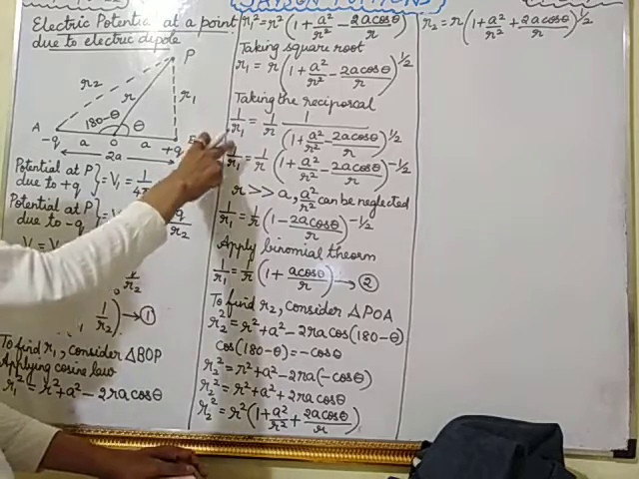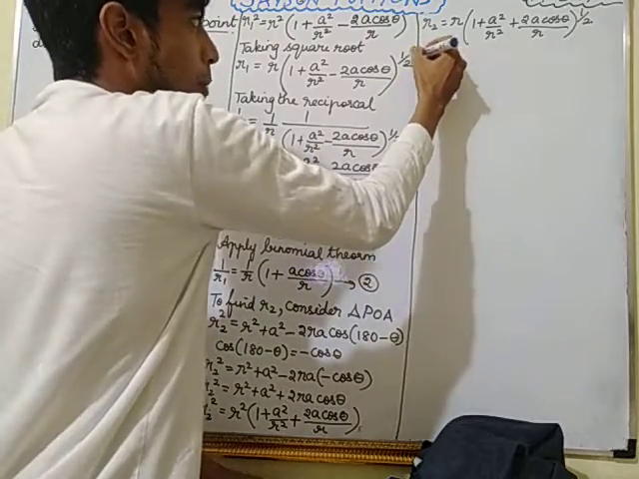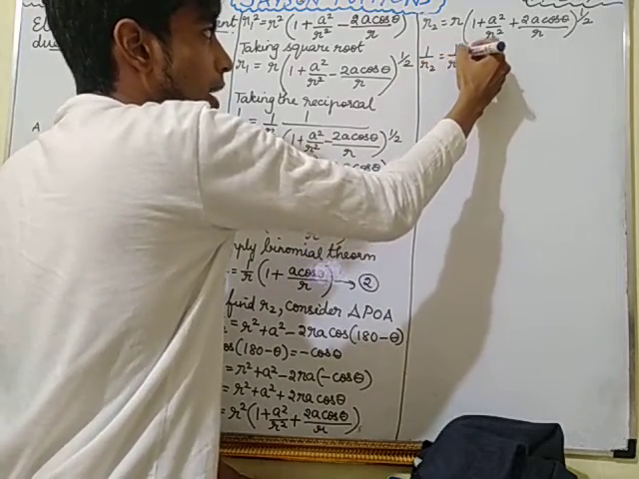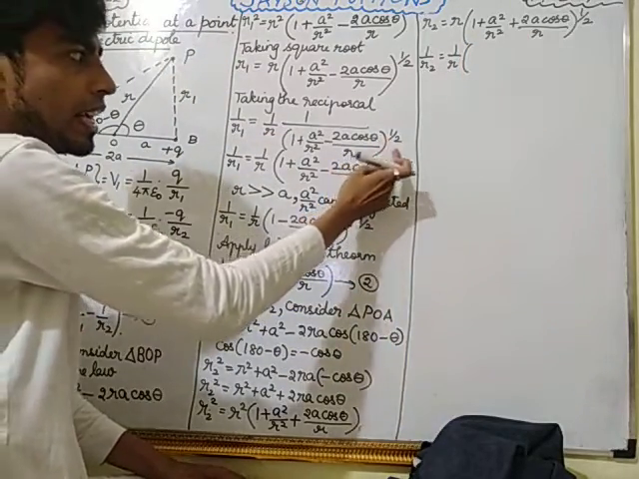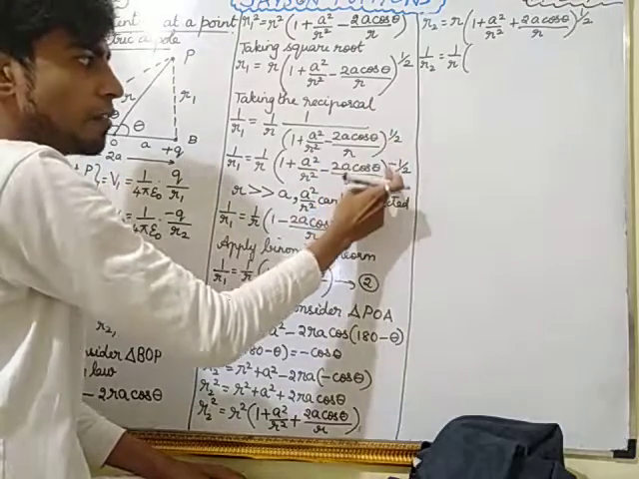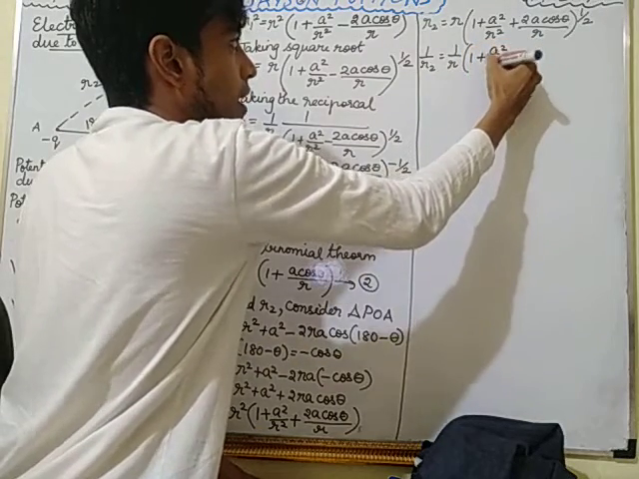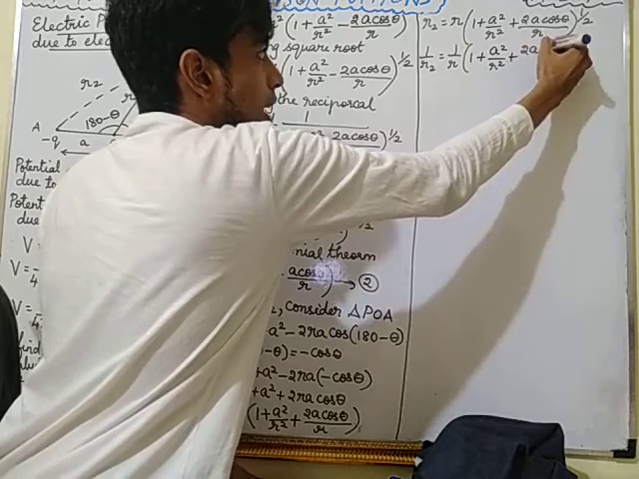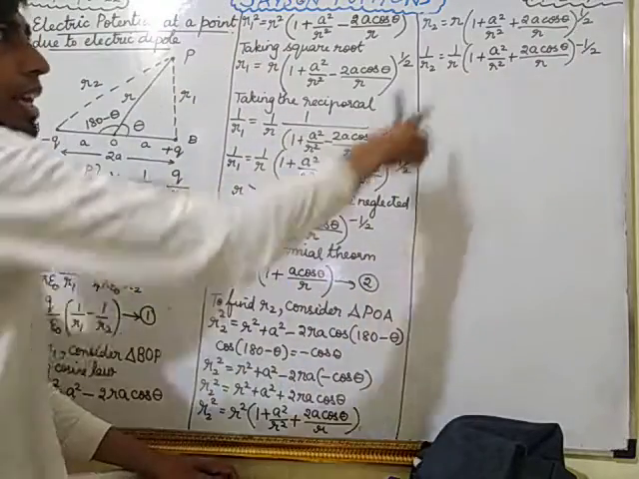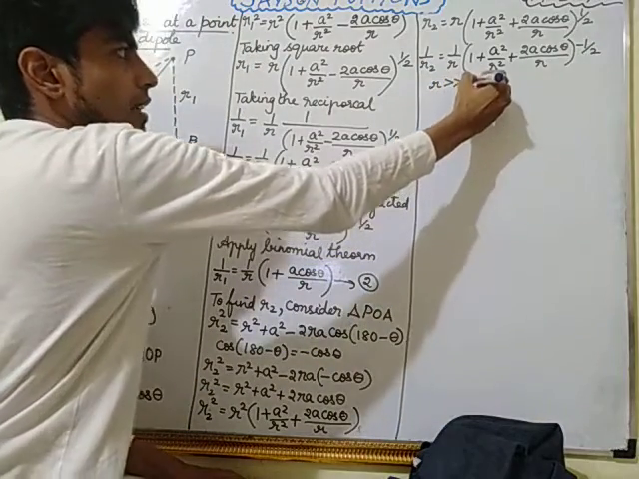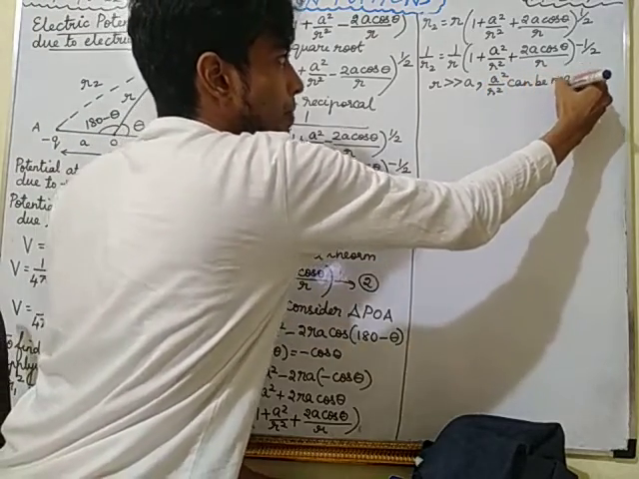Okay. Now if I take the reciprocal, what will happen? This term will come to the denominator. So 1 by R2 is equal to 1 by R into this term in the denominator. And again when it comes to the numerator, this plus half will become minus half. So 1 plus a square by r square plus 2a cos theta by r to the power minus 1 by 2. Again, if I consider r is very much greater than a, I can neglect a square by r square. It can be neglected.